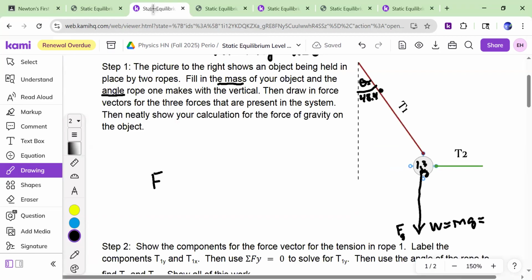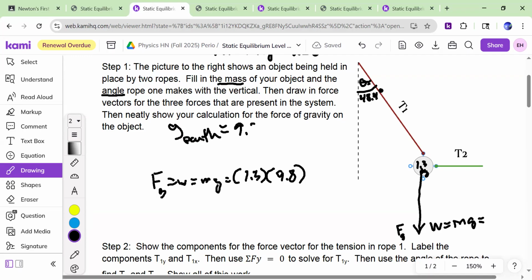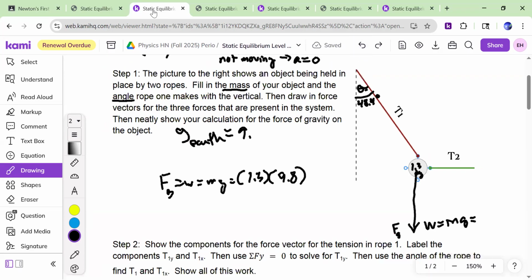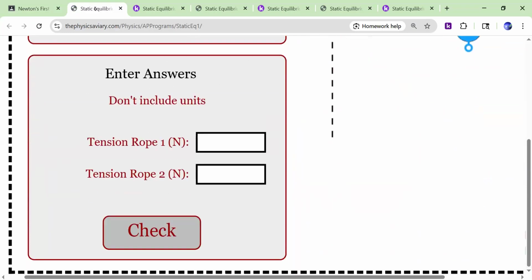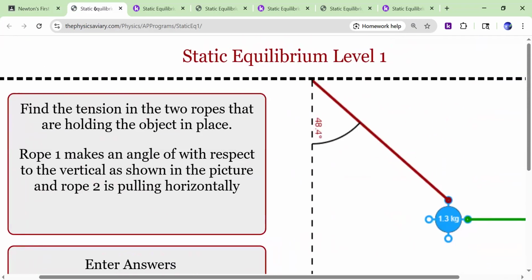So force sub g, or weight, whichever you want to call it, is equal to mass times g, which in my case is 1.3 times g, which is 9.8. Remember, g on Earth, the gravitational field on the surface of the Earth, is 9.8. On another planet, you would have a different value. I'll double check right now, but I don't think this takes place on another planet. I think this is meant to take place on Earth.